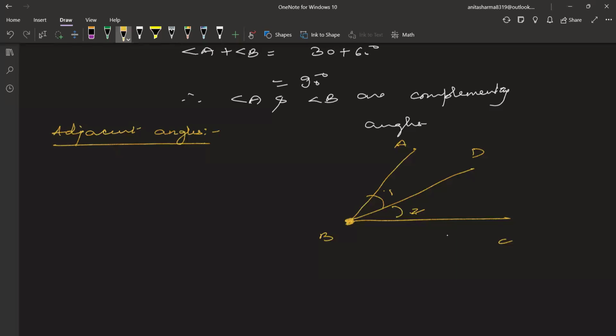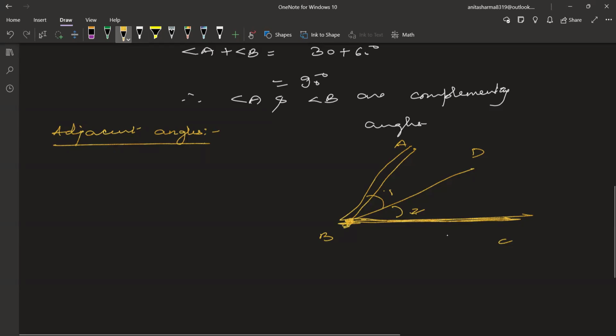Clear, children? And one arm common. So BC is the common arm. See, first is this angle ABC and this is DBC. So these are the adjacent angles. Understood? Common vertex. B is the common vertex. So how will we define it?